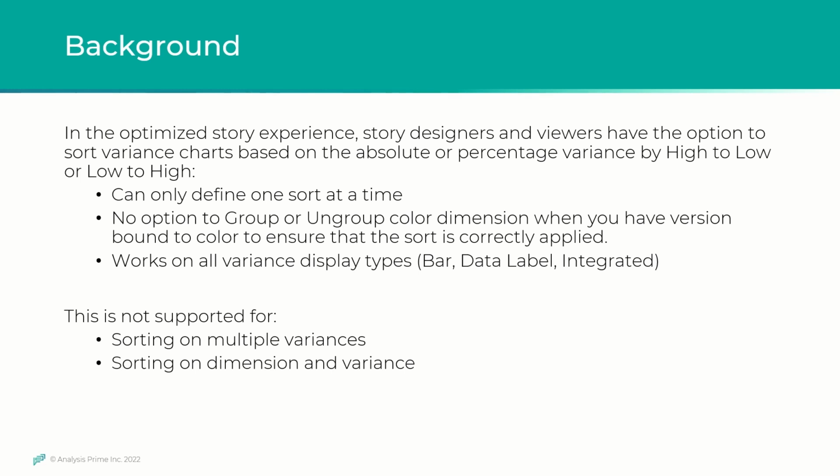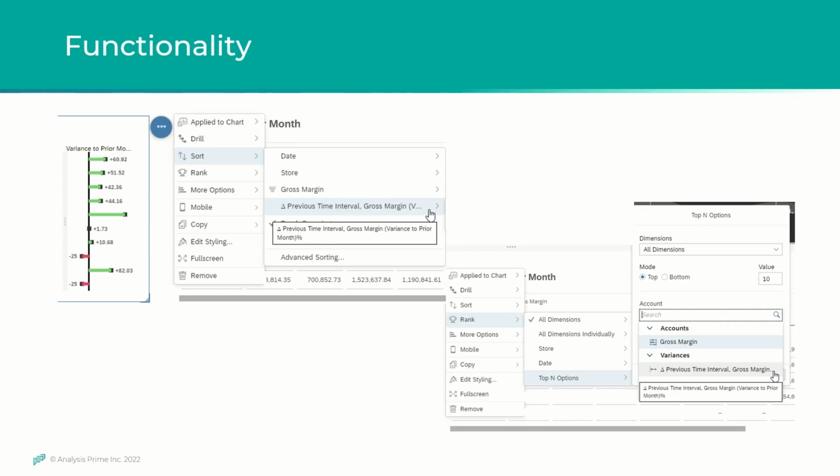And the current limitations with this feature is you cannot sort on multiple variances at a time, and sorting on dimension and variance together is not supported. This is a snippet of where we can find the functionality for sort and rank. Let us go into the system to see how this works.